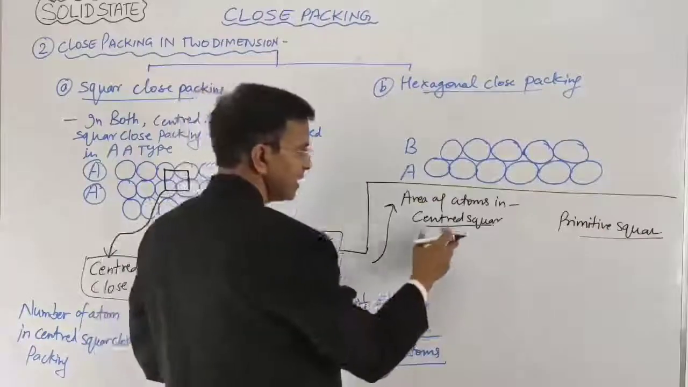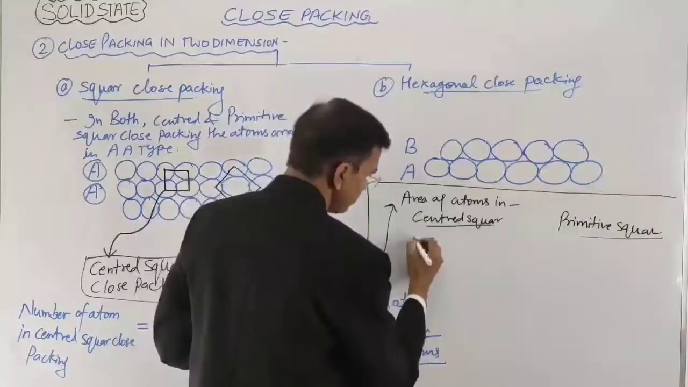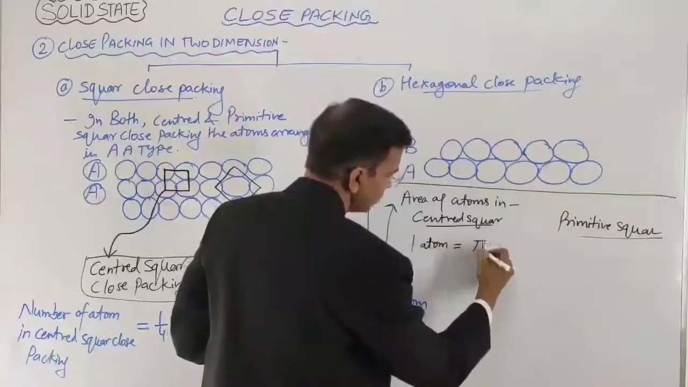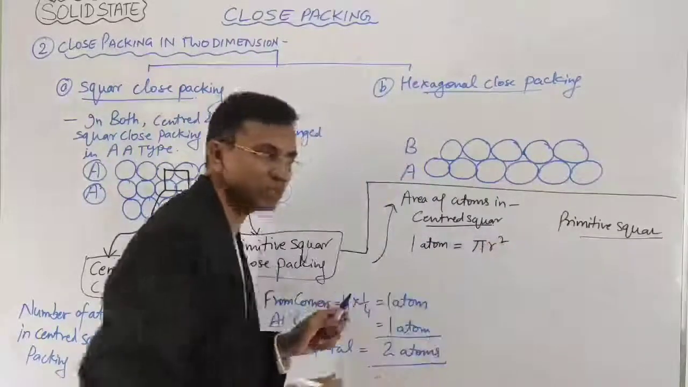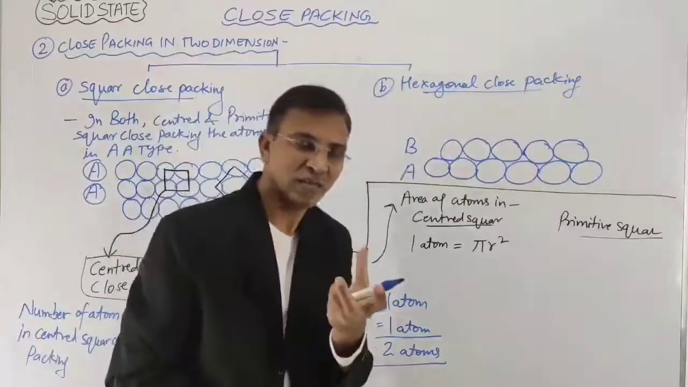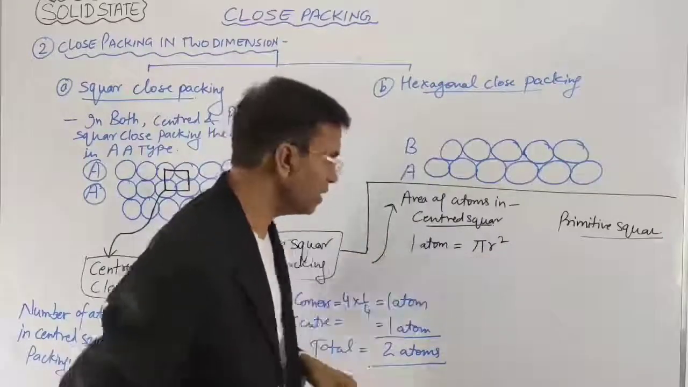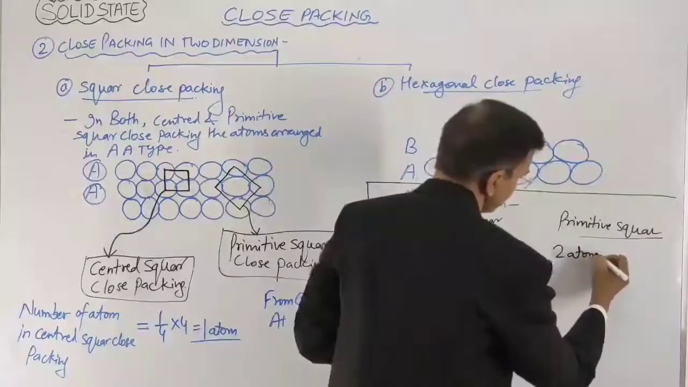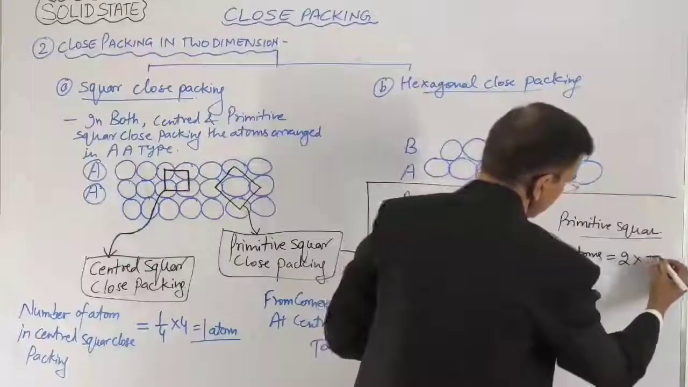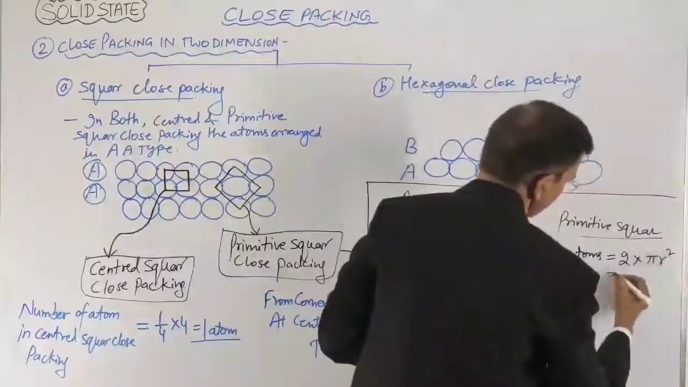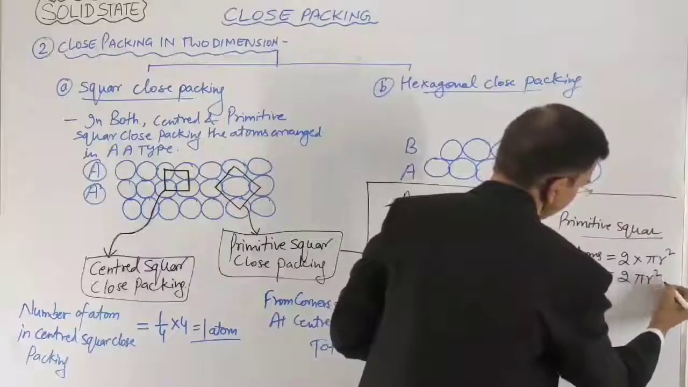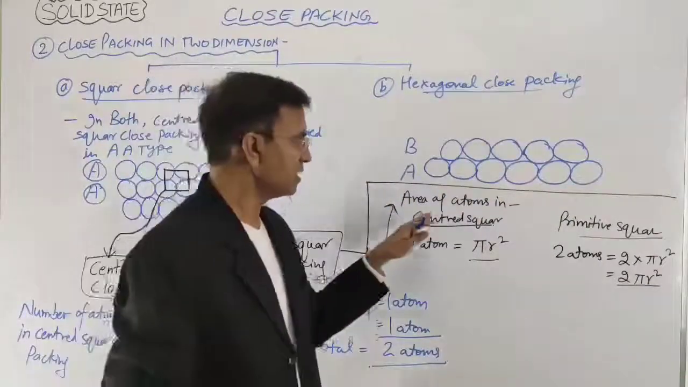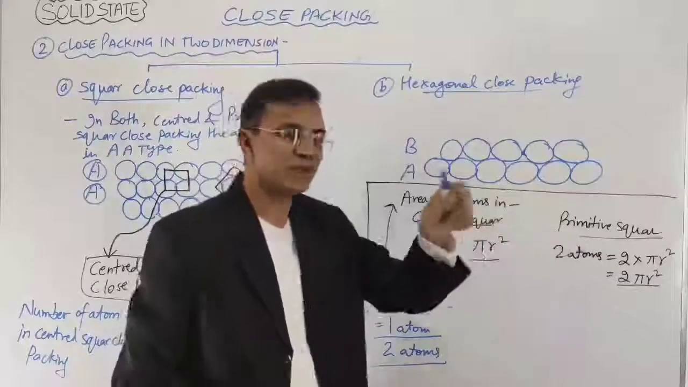Right? So at centered square the area, 1 atom is there. So surface area is pi r square because the atom is rounded, right? Spherical shape. So spherical means pi r square will be there. Now here are the 2 atoms. That means 2 into pi r square, that is 2 pi r square. So this is the surface area of the atoms in centered square and primitive square.